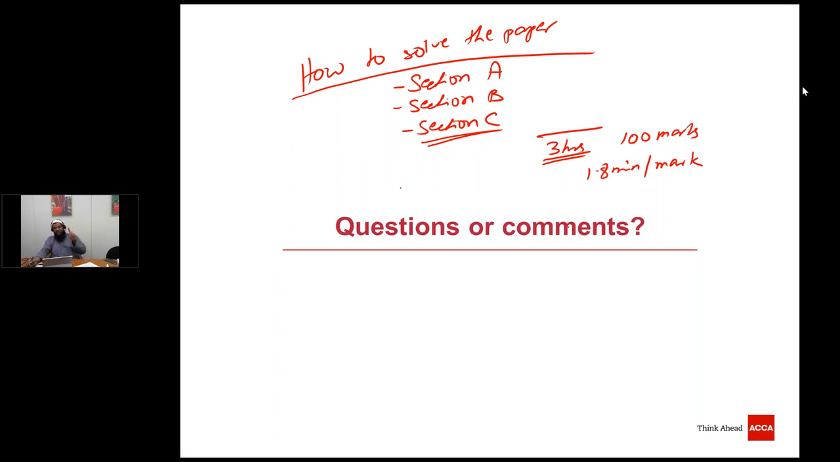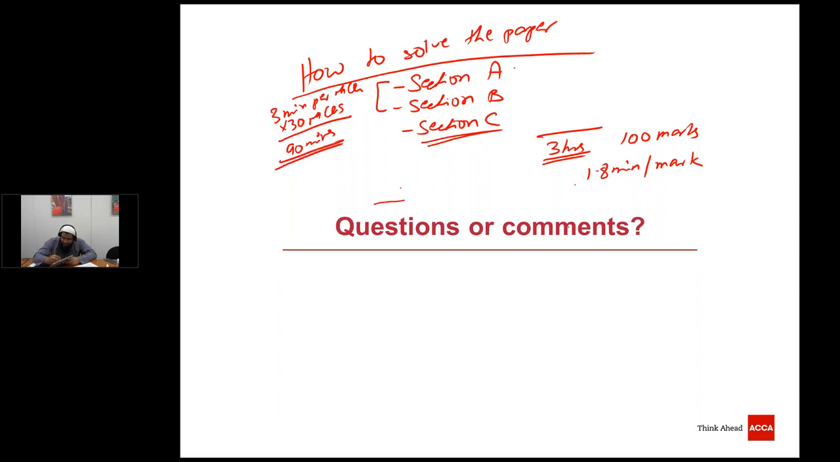So there are total three sections: Section A, Section B, and Section C, a total of 3 hours and 100 marks, which makes 1.8 minutes per mark. For Section A and Section B, each question is of 2 marks. That will make it 3.6 minutes per MCQ, which is comparatively much higher than what is required. So readjust this and give 3 minutes per MCQ to Section A and B. So 3 minutes per MCQ into 30 MCQs will become 90 minutes.